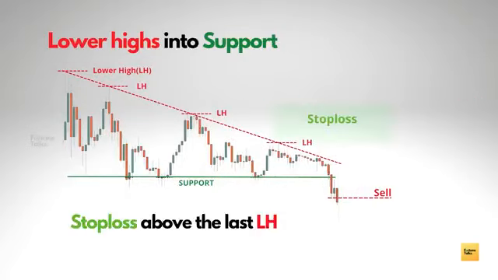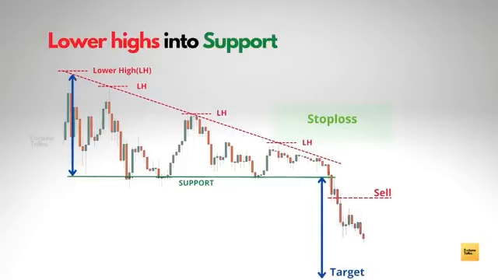The stop loss can be kept above the last lower high into the support, or it can be 2 times the average true range value above the support level. And finally, talking about the targets, in this case, the target should be the next support level, or it should be equal to the length between the first lower high level and the support level projected below the support level.